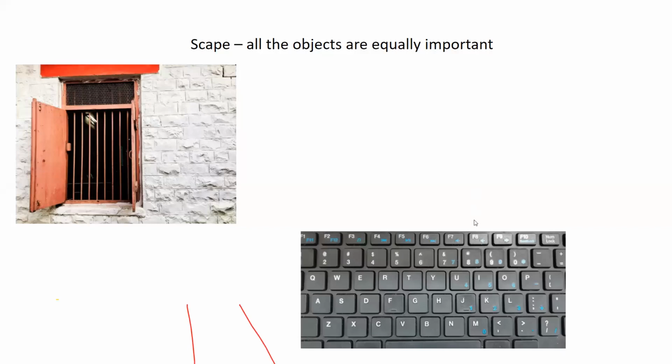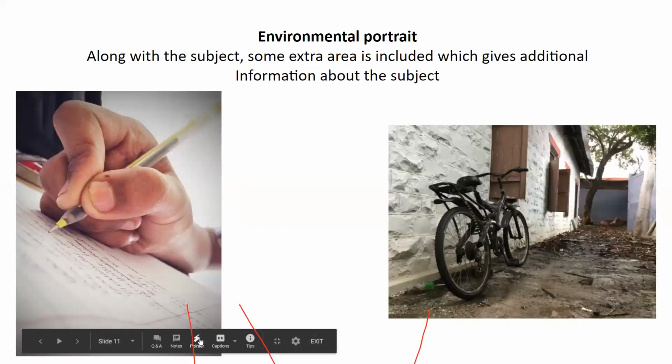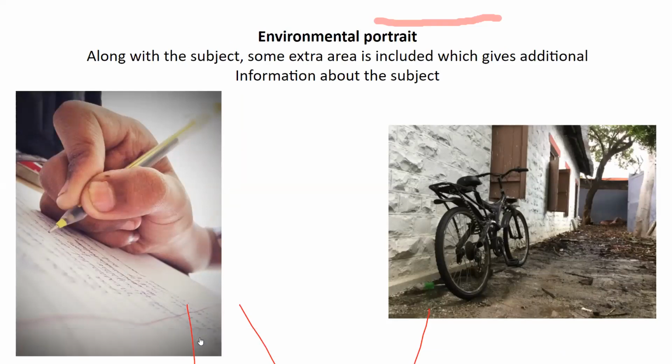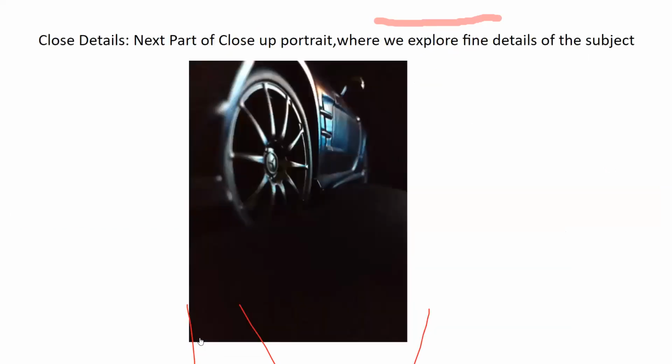As I said, again, scape doesn't always mean a landscape or a skyscape or anything that is very big. Basically it's a type of photograph where everything in the photograph is equally important. In this keyboard image, I can't tell you that the D key is the more important one, like the bicycle one. वहाँ पे bicycle ज़्यादा important थी. And the other area was telling me something about that bicycle. But in these scapes, everything is equally important. Okay, next.